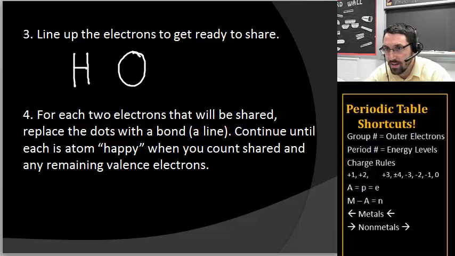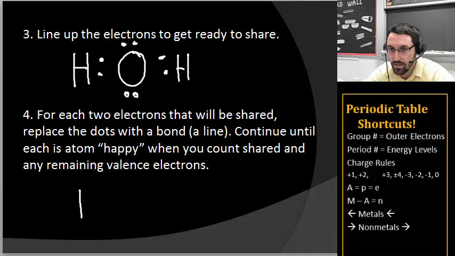Hydrogen's going to be on one side. The other hydrogen's going to be on the other side. That's my hydrogen electron diagrams. And then oxygen has 1, 2, 3, 4, 5, 6 electrons. Last step is replace the shared electrons with lines. H line, O line, H. Put back the other valence electrons for oxygen, and I get H2O.